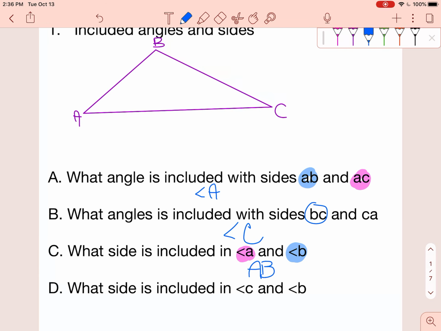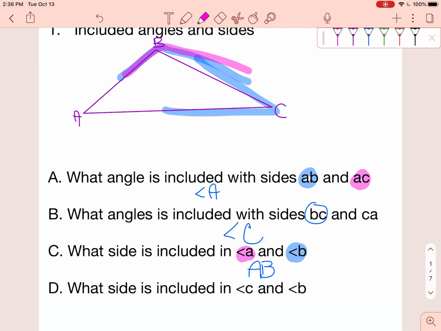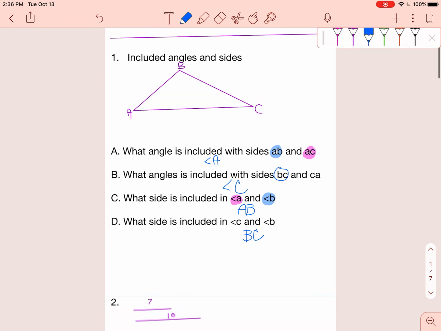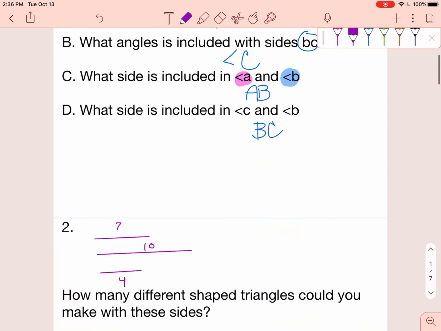Okay, again, let's take a look at the next one. If I said what side is included in angle C and angle B, could have used different colors here, that would be side BC. That is the included side. Okay, so that word included is huge here. So that is step 1, making sure you understand when I say the included side or the included angle. Step 2, we're going to be talking about some theorems.